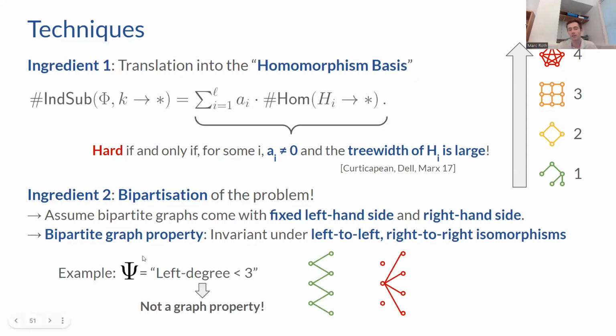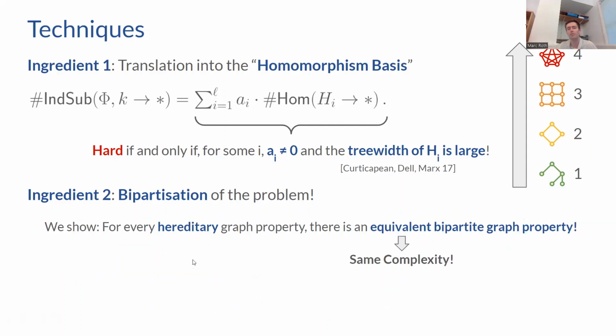For example, consider the property of having left degree smaller than 3. This is not a graph property because it might not be well defined. So we might have no left and right bipartition at all, or we might have multiple. So this really requires that we fix left and right hand side. And then the green graph here would satisfy this property, and the red graph wouldn't satisfy this property.